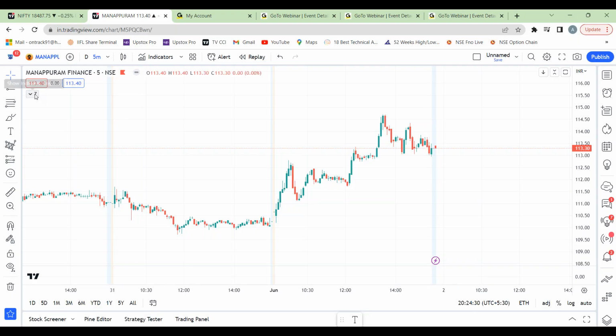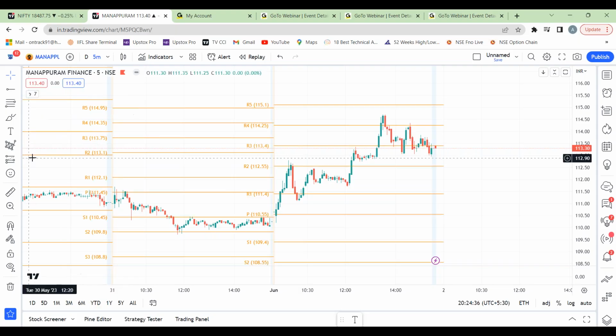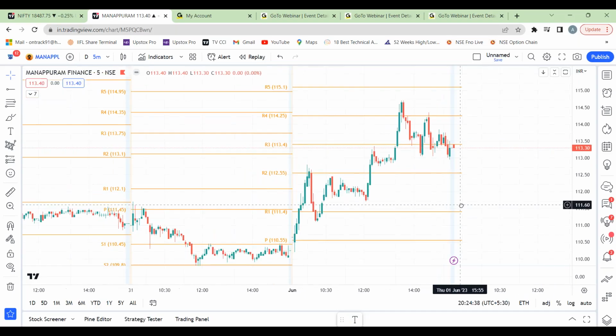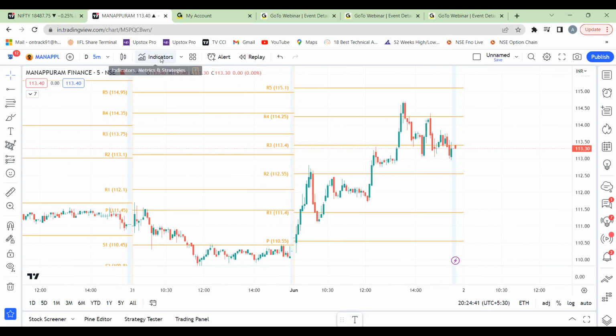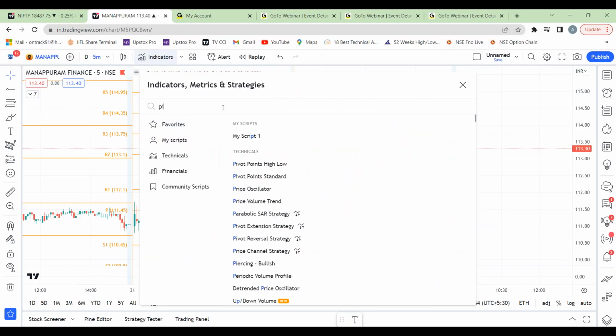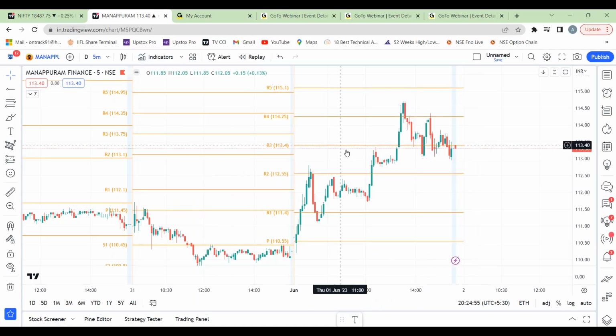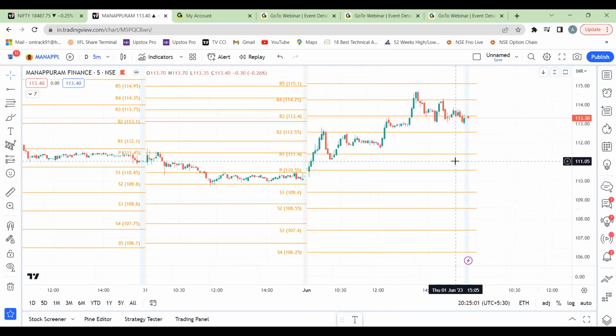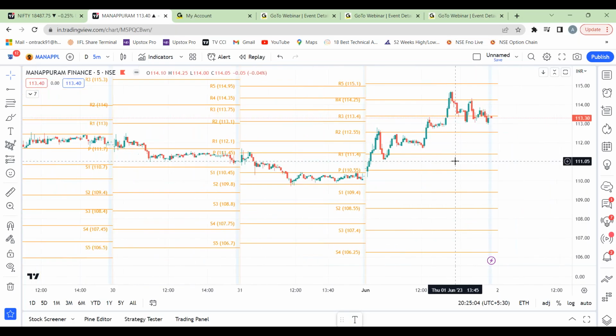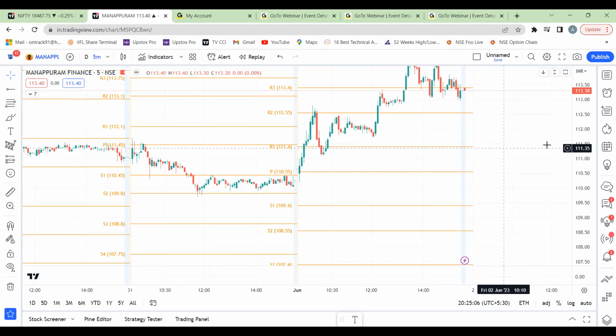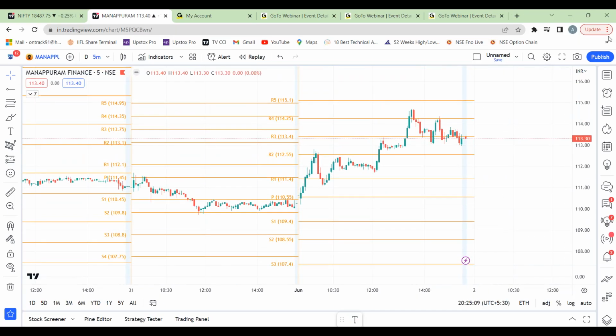So first I would suggest you add basic pivot points on your chart. You go to TradingView and you click on indicators. You type pivot point standard. You type here pivot, you get this option. You click this and you get pivot levels on your chart. You can see this. You will get pivot levels on your chart.